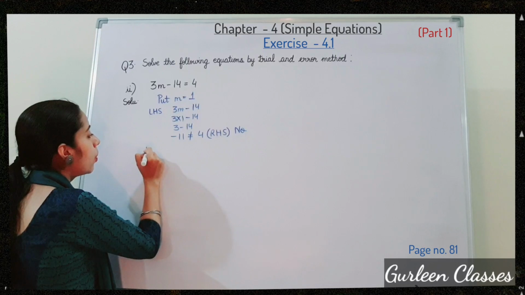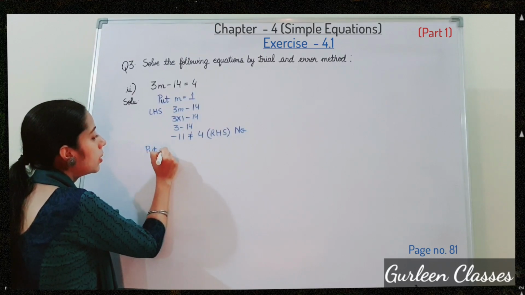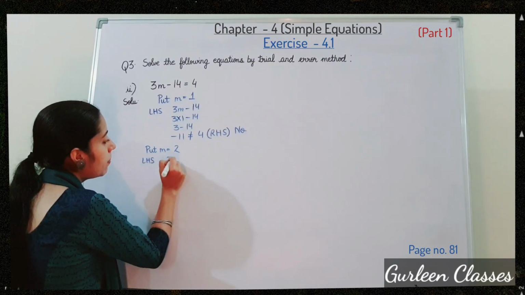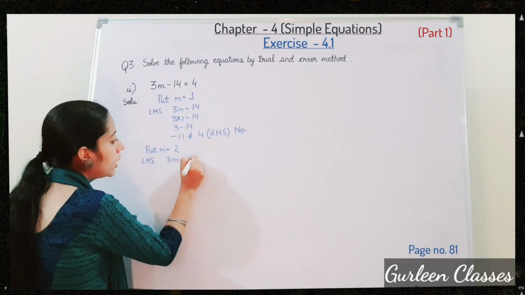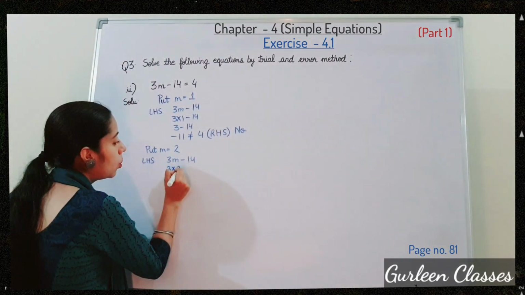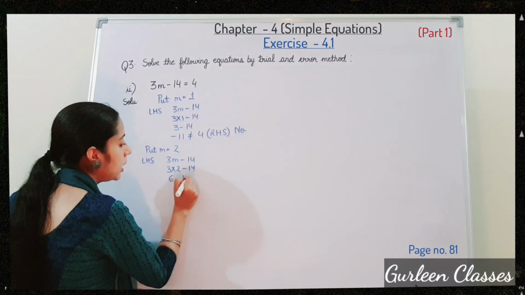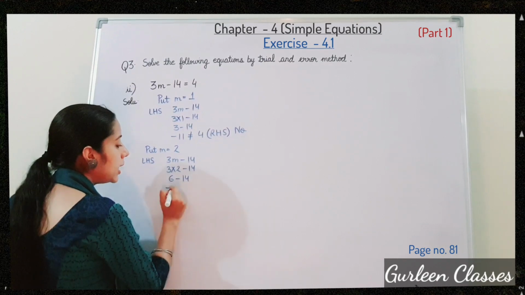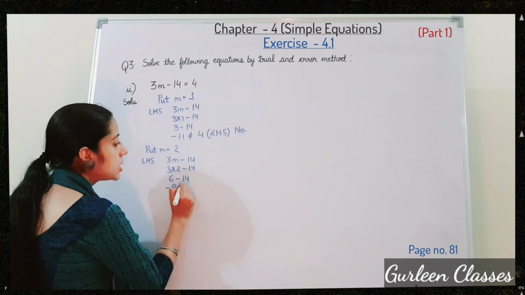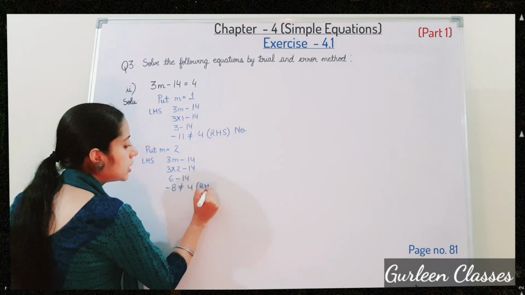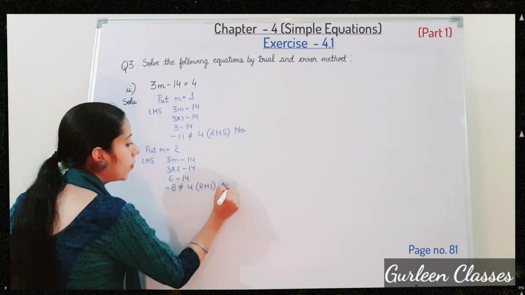Next we have put m is equal to 2. LHS is 3m minus 14. 3 into 2 minus 14. 3 2s are 6 minus 14. 6 minus 14 is minus 8. So minus 8 is not equal to 4. That is your RHS. So right here, no.